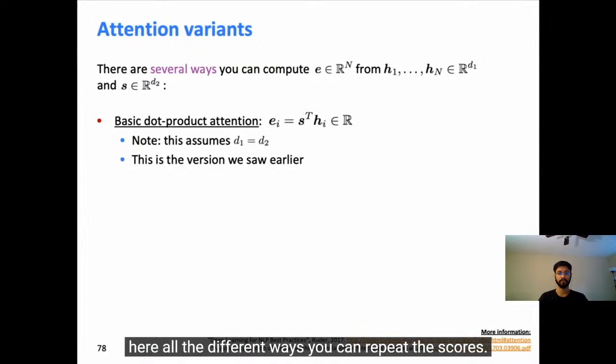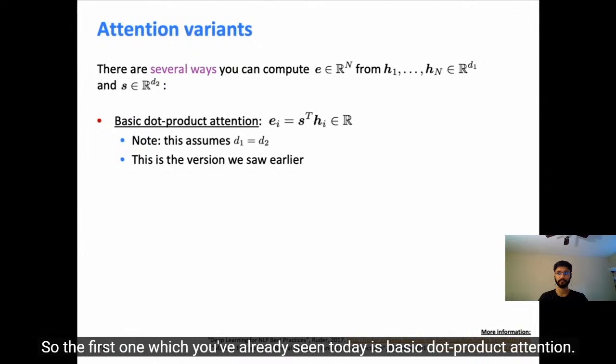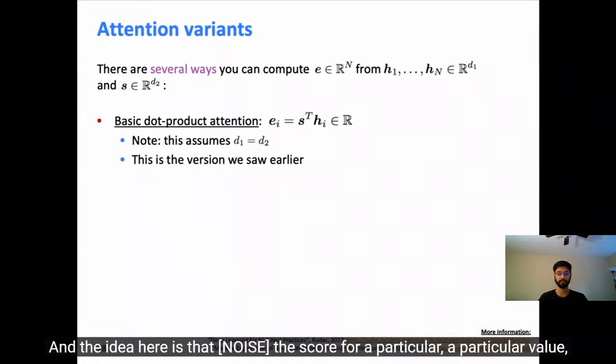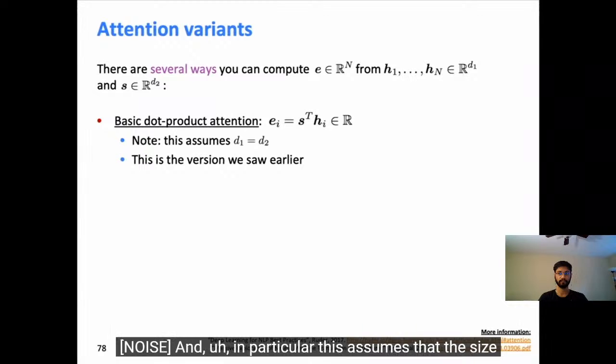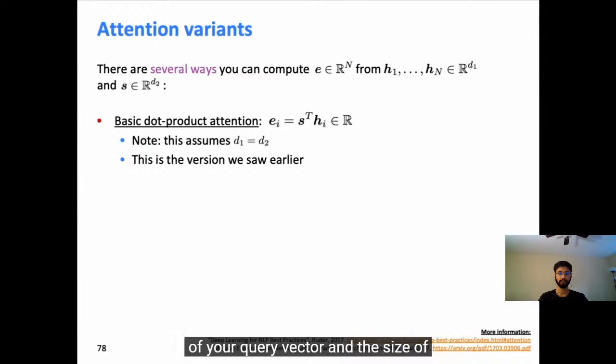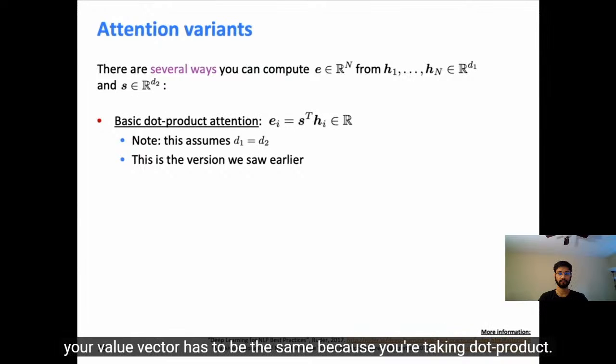Here are the different ways you can compute the scores. So the first one, which you've already seen today, is basic dot product attention. And the idea here is that the score for a particular value, h_i, is just the dot product of the query and that particular value. And in particular, this assumes that the size of your query vector and the size of your value vectors has to be the same because you're taking the dot product.